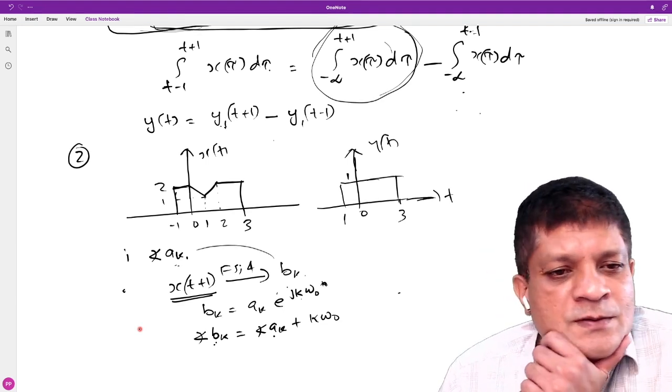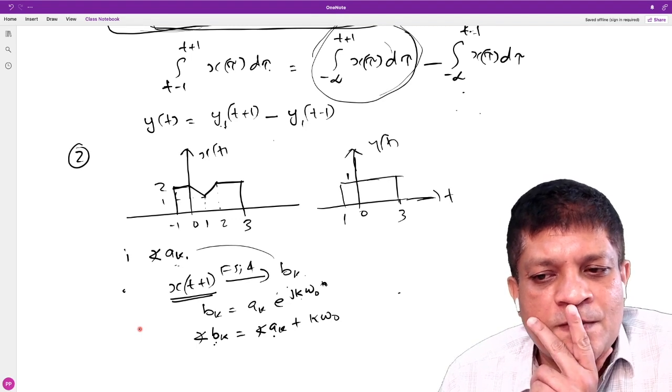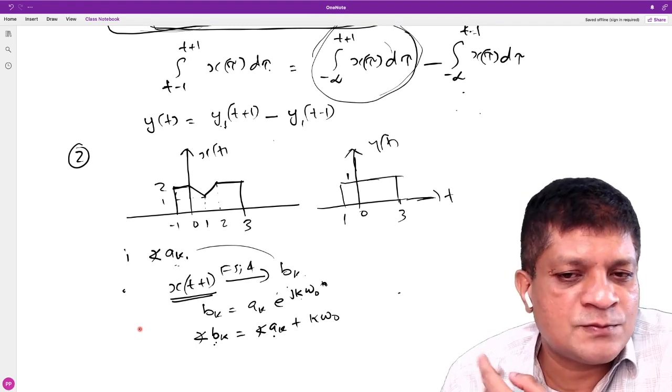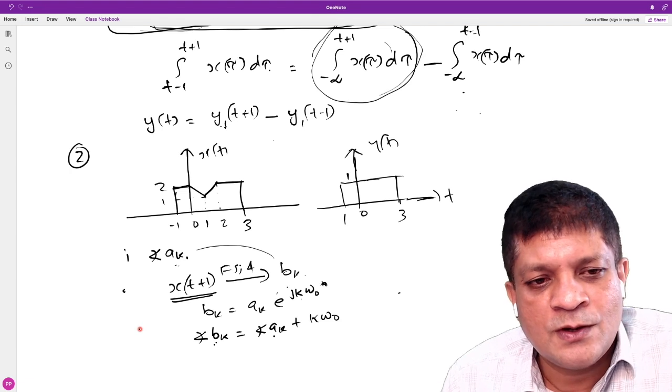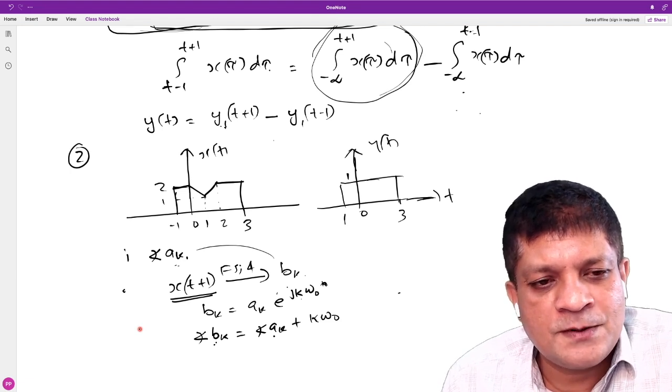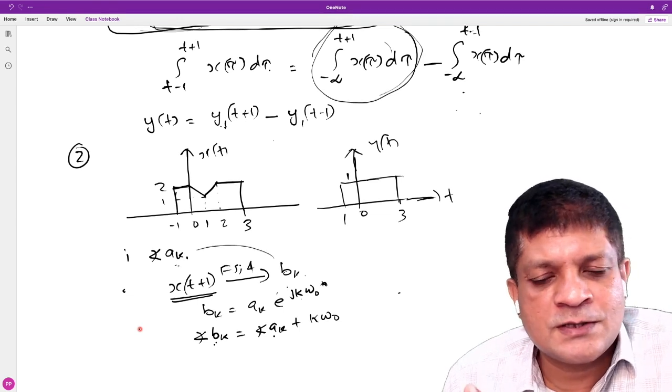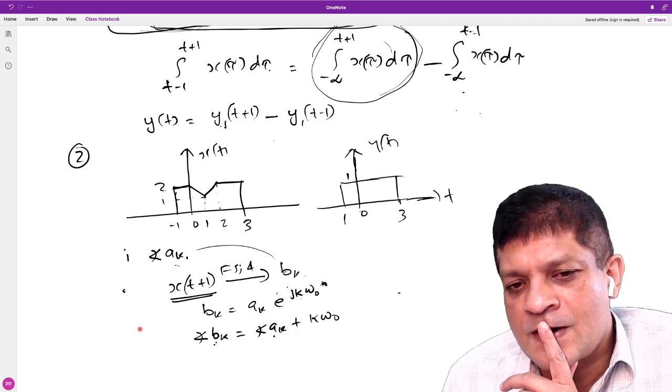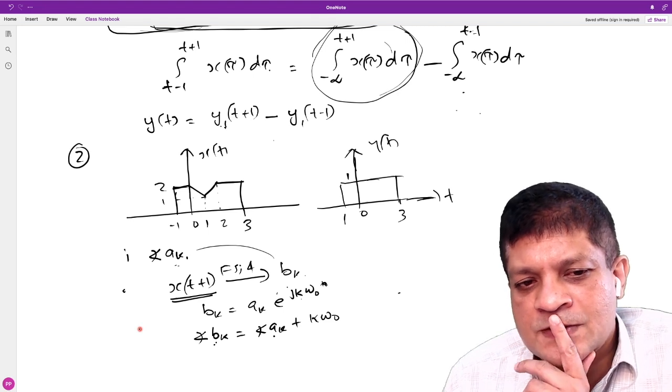If a signal is real and even, its Fourier series coefficients are also real and even. Is it? Yes. If the Fourier series coefficients are real, then what about the phase?